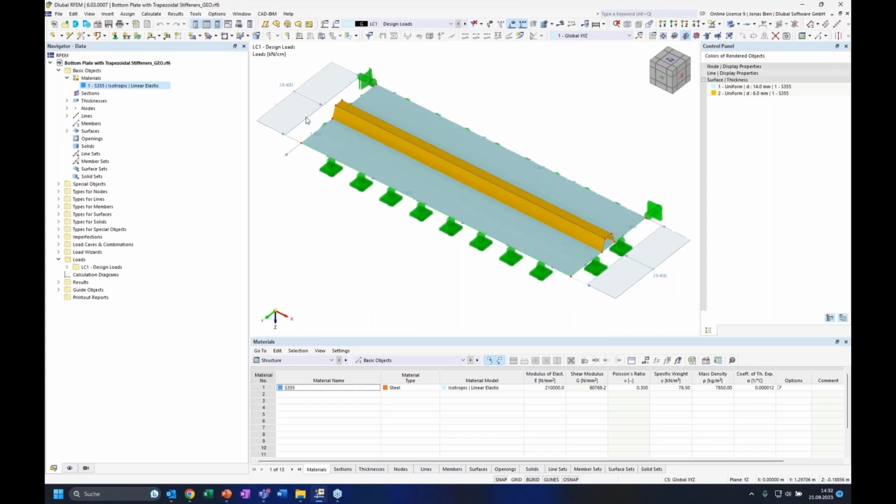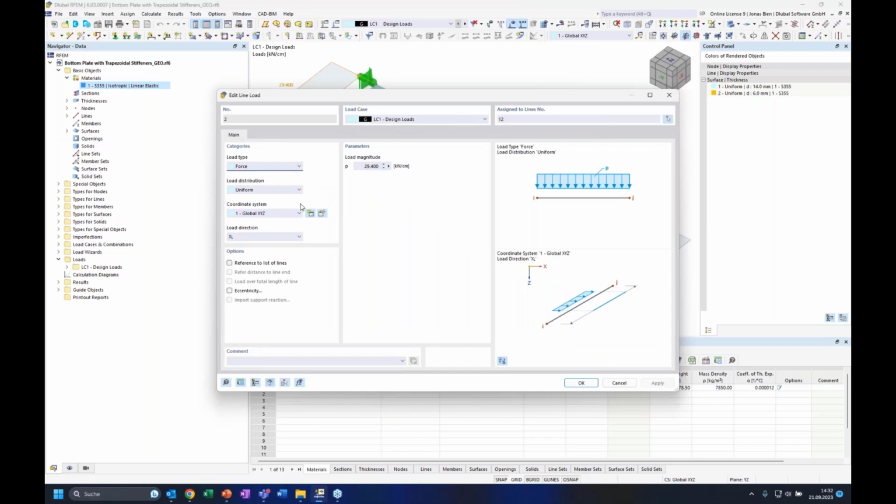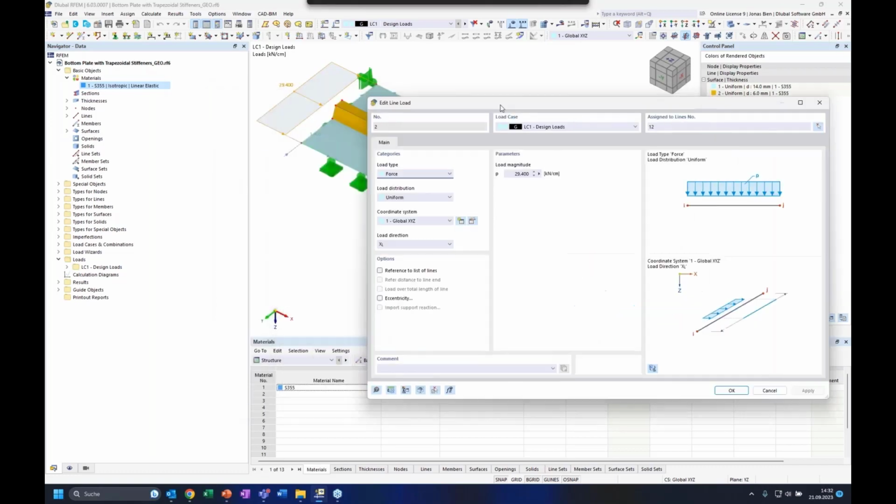Maybe one short note to the load application. We have to keep in mind later, if we perform the GMNIA with a non-linear geometric theory, it matters if the load is defined in the global coordinate system or the local coordinate system. So if we define the load in the global coordinate system, the load will stay true in the defined direction. So it will be applied in X direction no matter how the line is deforming along the analysis.